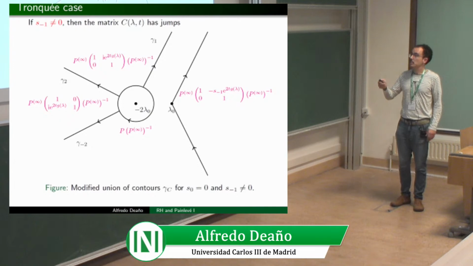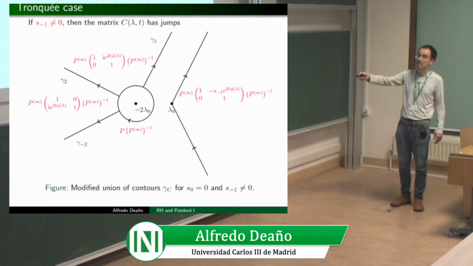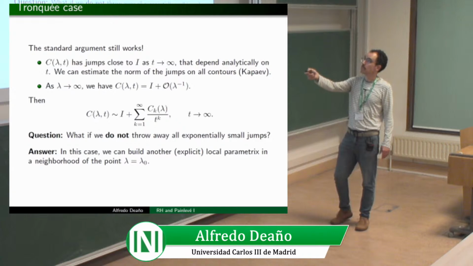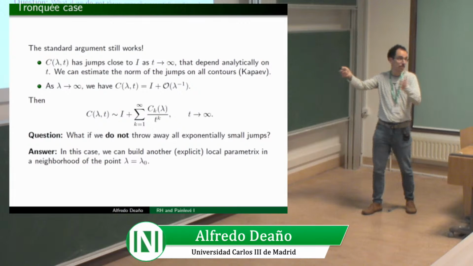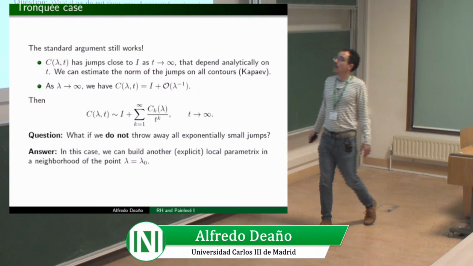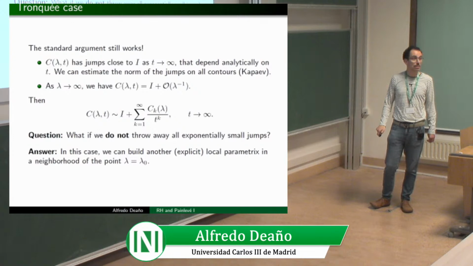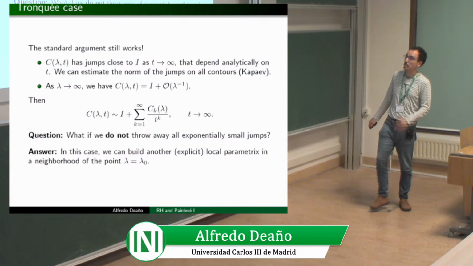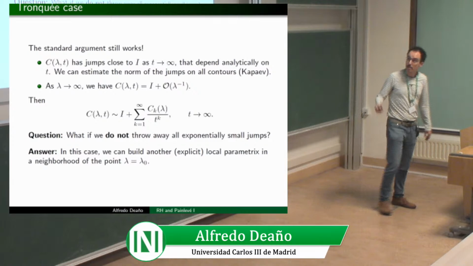Which is fine. The question is, maybe you can get a bit more information, because this is actually an easy jump. On a vertical line, you can deform it to a vertical line, and it looks like you can solve it explicitly. So, as I said, the typical thing would be to use the same solution that you had, prove that the jumps on the other contours are exponentially small, and then throw it away because you are interested in the expansion in inverse powers of x. The question is, what if you don't throw away all the exponentially small jumps? In this case, you can actually build another local parametrix in the neighborhood of the other stationary point. This is something that was not done in the paper of Kapaev, although I'm pretty sure that he knew how to work it out. It's just that normally you estimate it as exponentially small and you throw it away.